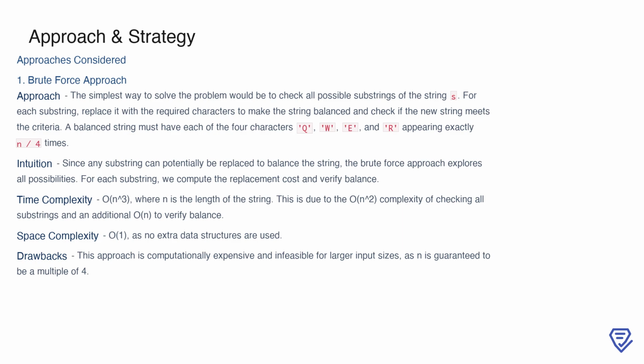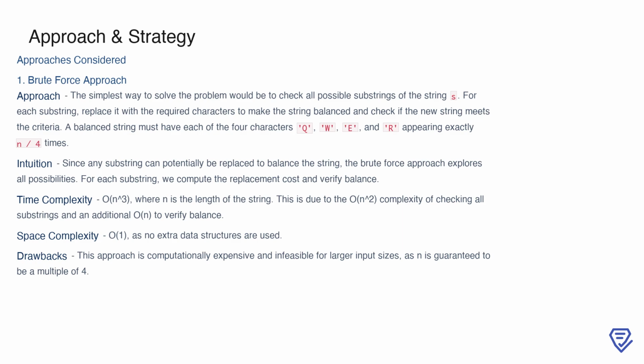The intuition behind this approach is straightforward. Since any substring could potentially be the one we need to replace, we systematically explore all possibilities, calculating the replacement cost and verifying balance for each one. However, this comes at a significant computational cost. The time complexity is O(n) cubed, as checking all possible substrings takes O(n) squared, and verifying balance for each substring adds an additional O(n). Despite requiring no extra space, making it O(1) in terms of space complexity, this approach is impractical for larger input sizes due to its inefficiency.